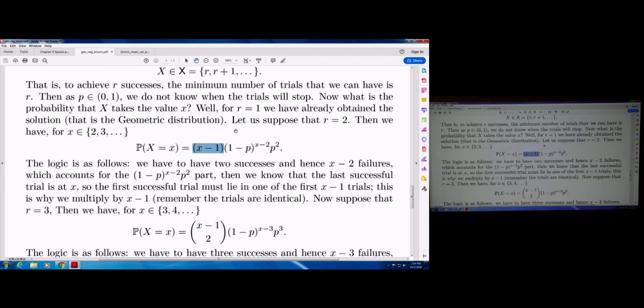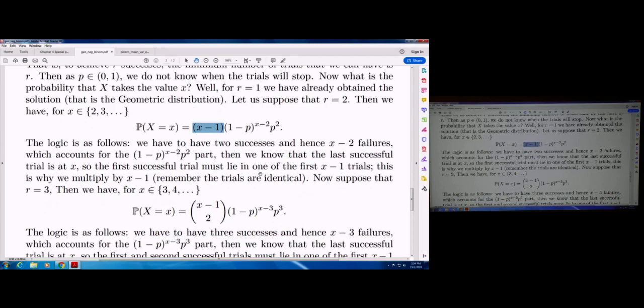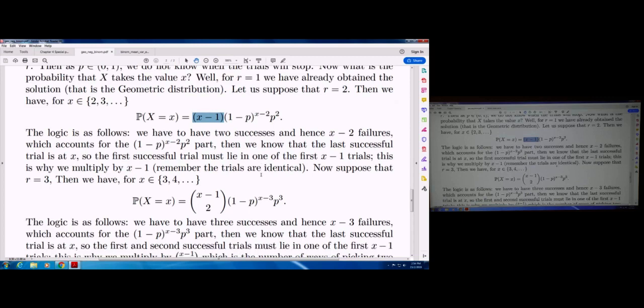So recall, just to make it clear, this only occurs if the trials are identical. If the trials are different, then there's something else going on, but we don't think about that in this case. Identical trials. Okay, so that's the probability mass function if I have only 2 successes, and it should look very familiar to you because it looks very much like the geometric case. Yes, it looks like the geometric case.